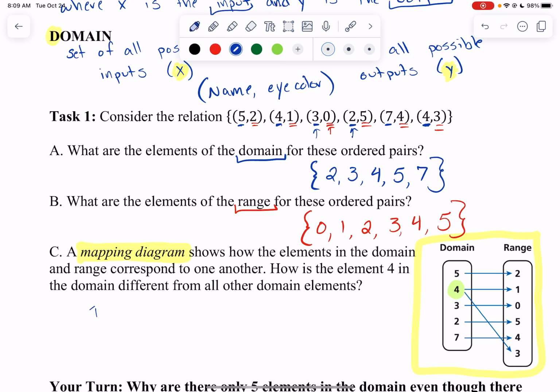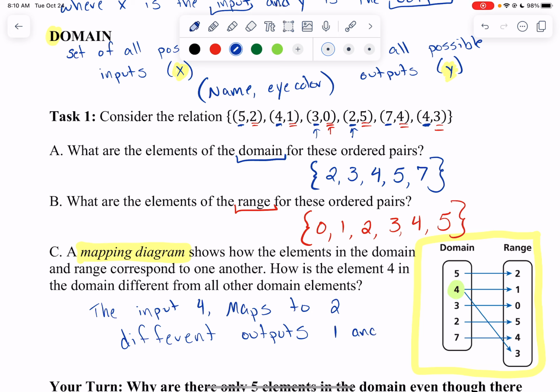The input 4 maps to 2 different outputs. That's how it's different. The input of 4 maps to 2 different outputs, the outputs of 1 and 3. So 4 goes to both 1 and 3. Okay, so that's slightly different than the other inputs.